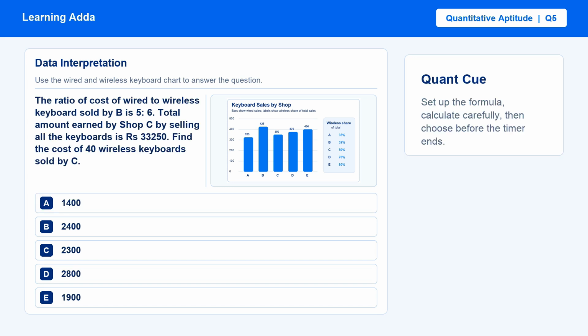Question 5. The ratio of the cost of wired to wireless keyboard sold by B is 5:6. The total amount earned by shop C by selling all the keyboards is Rs 33250. Find the cost of 40 wireless keyboards sold by C. Option A, 1400. Option B, 2400. Option C, 2300. Option D, 2800. Option E, 1900. The timer starts now.